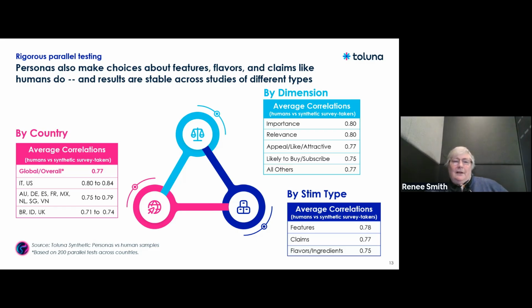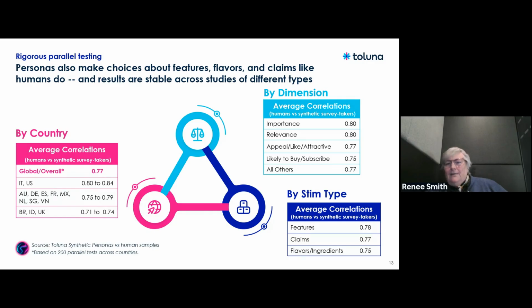We actually won't roll out a country if we're not routinely getting above 0.65. So this is an average, but it's not like it's an average of 0.2 and 0.9. We just won't roll out a country, and we actually won't roll out a certain kind of stimuli. For example, we don't actually do names right now because we haven't been able to get the correlations to where we feel comfortable.